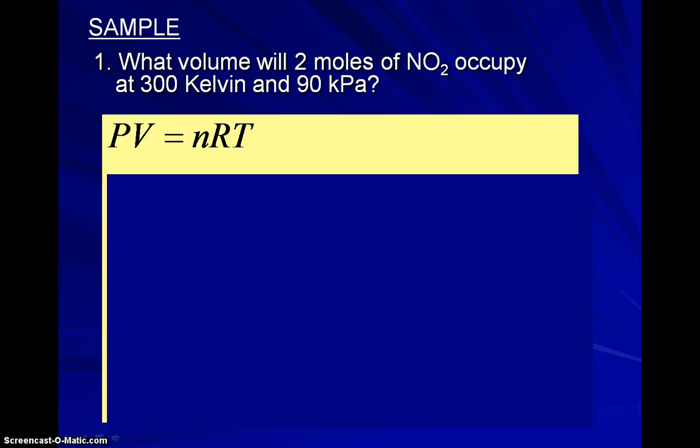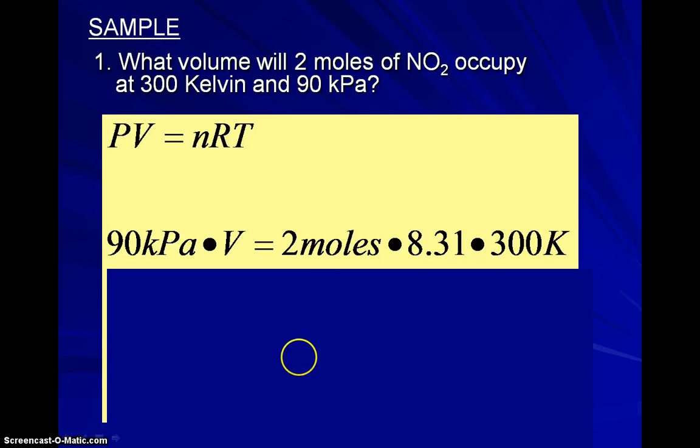All right, let's just do one quick example. It says, what volume will 2 moles of nitrogen dioxide occupy at 300 Kelvin and 90 kilopascals? So we have PV equals nRT. My pressure is in kilopascals, which is 90, times the V, the volume, which I'm trying to solve for. I have 2 moles of gas.